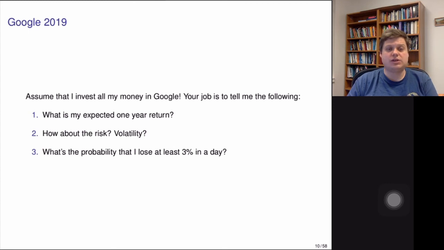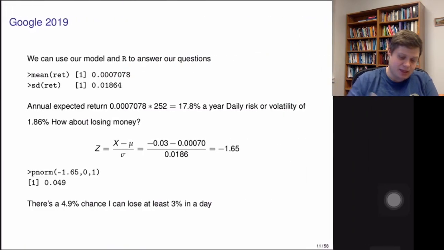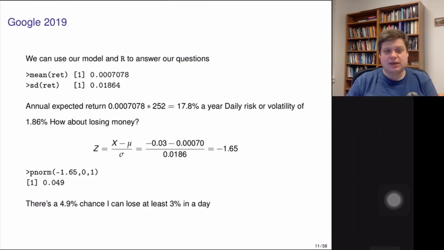And the third question is, what is the probability that I will lose at least 3% in a day? Let's say I'm a risk-averse person. I lose my sleep if I lose more than 3% in a given day. And when I invest into something, I need to know what are the chances of this happening and how many nights I potentially will go sleepless. Okay, so let's do calculations and answer those questions.